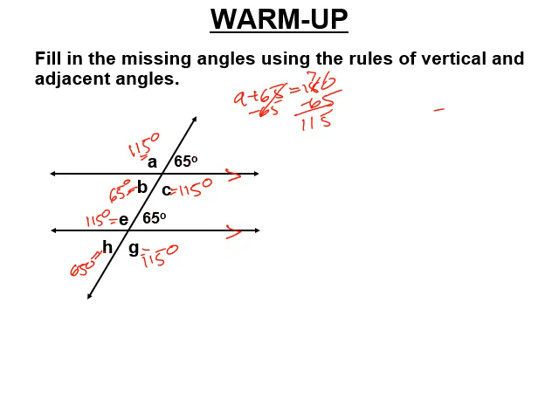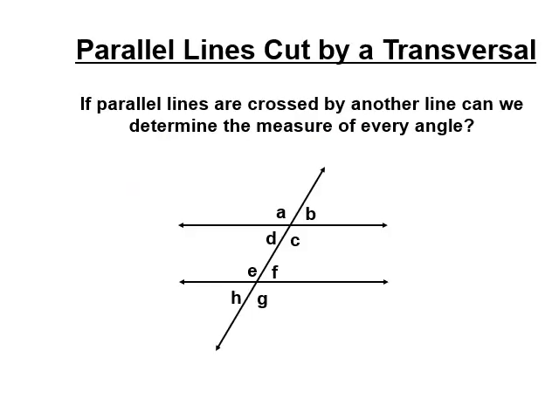And when two parallel lines are crossed by a third line, we get this pattern that you see. And this third line that's crossing the other two lines is called a transversal. It crosses or cuts the two other lines. And that's why today's lesson is called Parallel Lines Cut by a Transversal, Crossed by a Transversal.